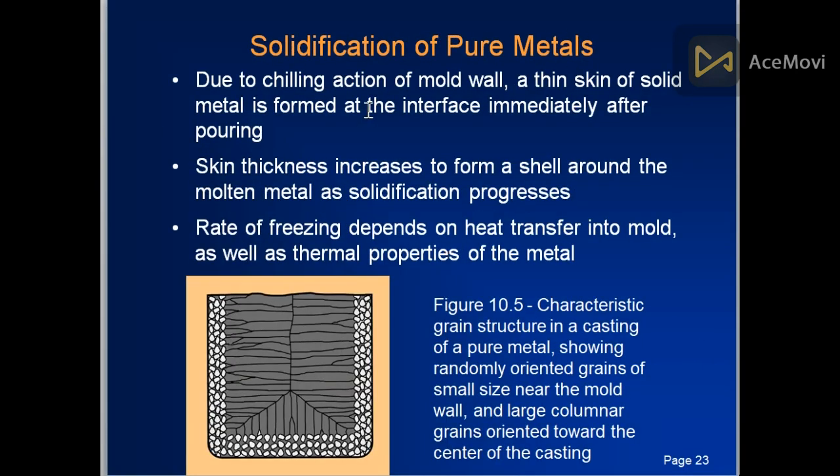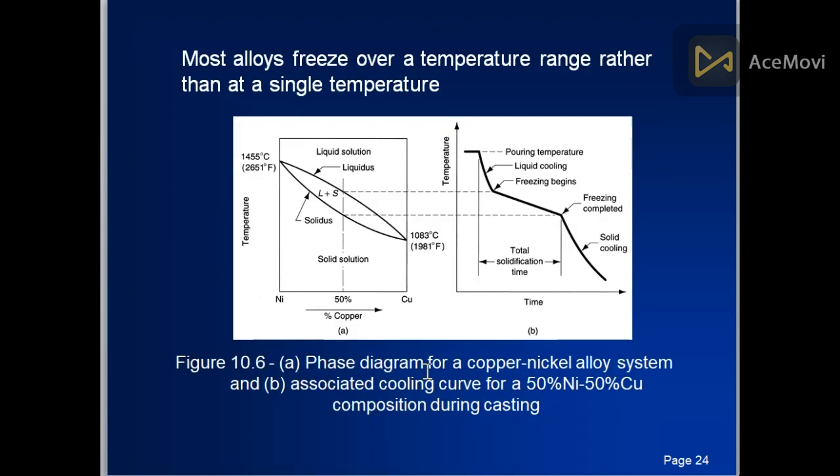Solidification occurs in this way. Due to the chilling action of the mold wall, a thin skin of solid metal is formed at the interface immediately after pouring. Solidification near the walls is quick. Then the rate of freezing depends upon heat transfer into the mold as well as thermal properties of the metal. Gradually the wall grows inward, here and here.